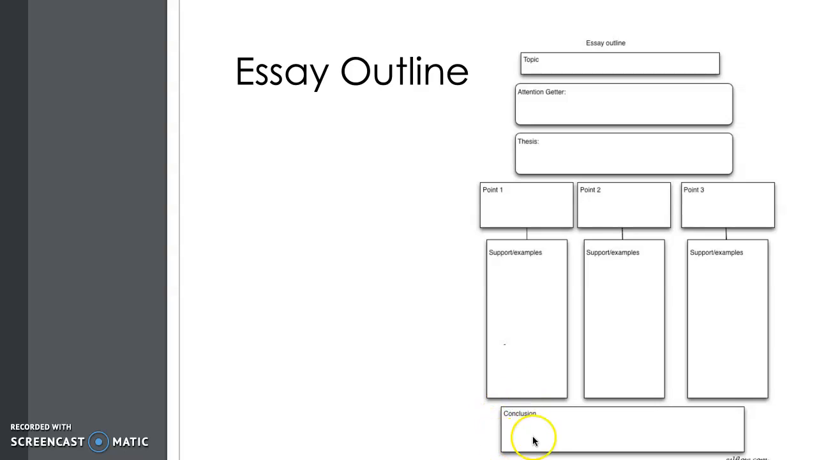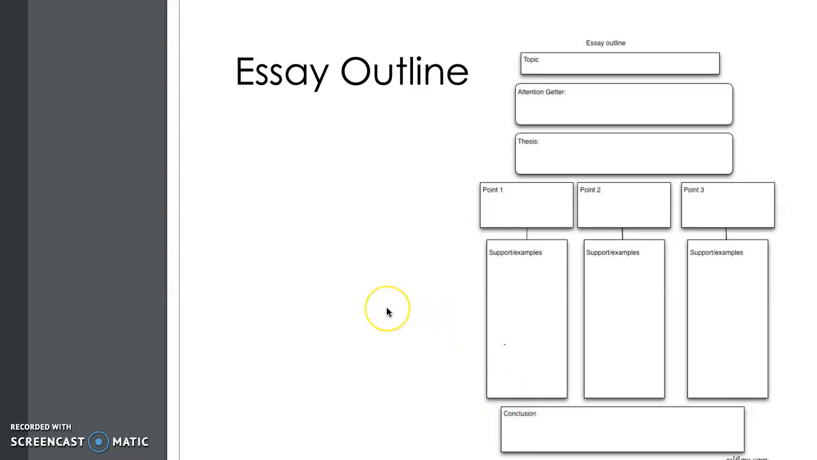And then lastly is your conclusion, which is usually your 5th paragraph. And this is where you restate your thesis in different words, and you pretty much give a quick summary of your main points and what your paper was about, and just wrap up any loose ends of your essay.